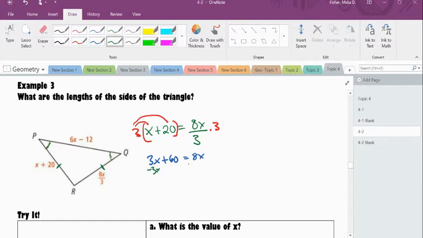Subtract 3x from both sides of the equation. That leaves me with 60 equals 5x. Divide both sides by 5. And you get x equals 12.